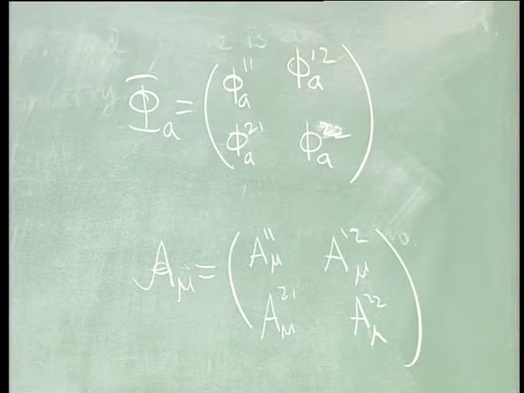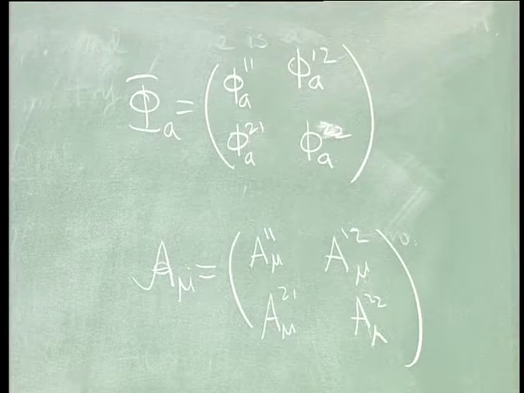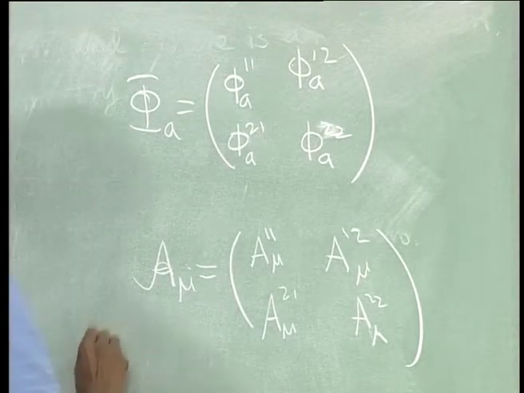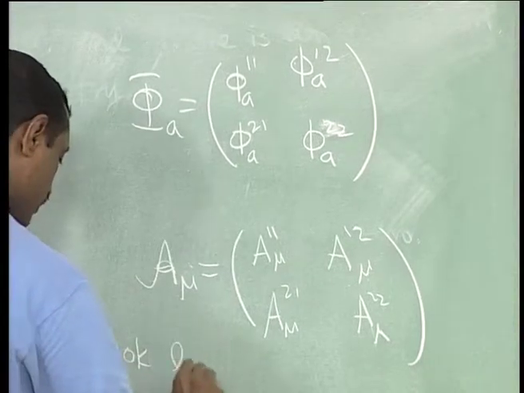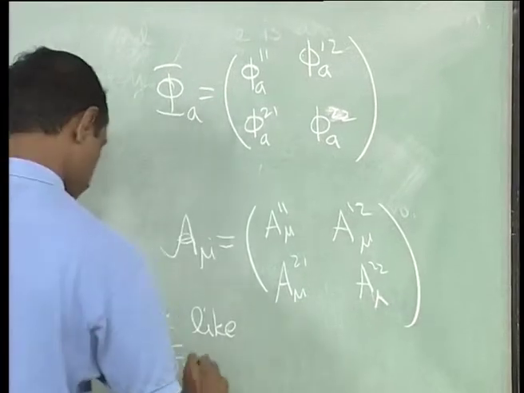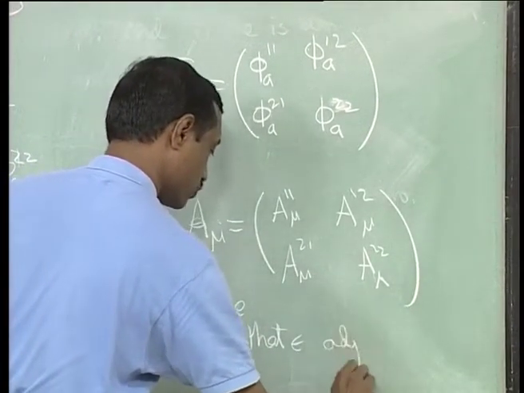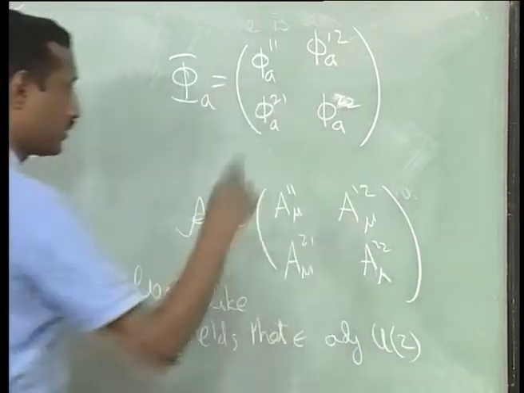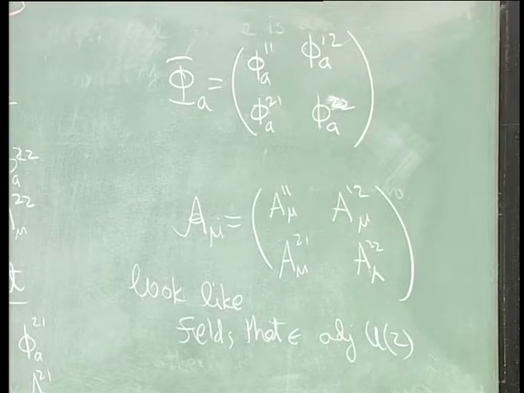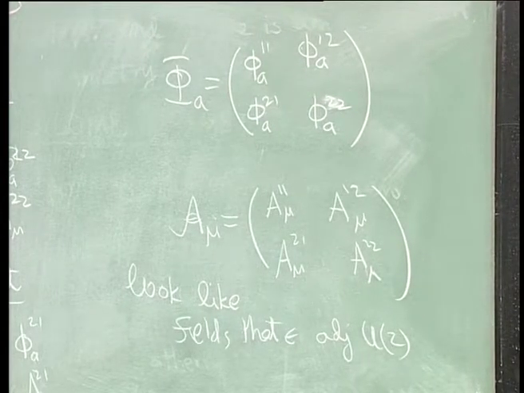And you can see that these are collecting and becoming an adjoint of U2. So these actually now look like adjoint fields that belong to the adjoint of U2, and this is of course a connection for U2. Now, let us assume that this is correct. So now we can go back and look at this thing.